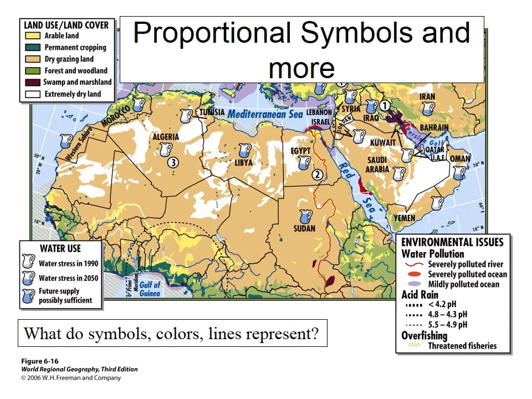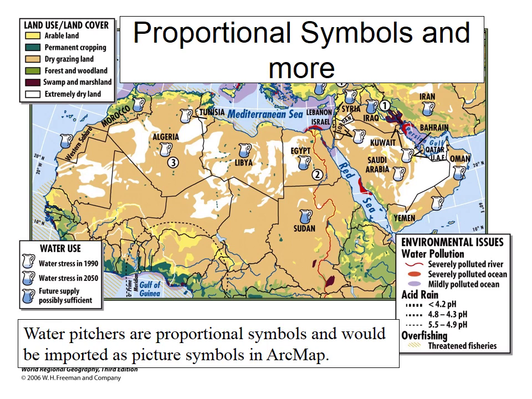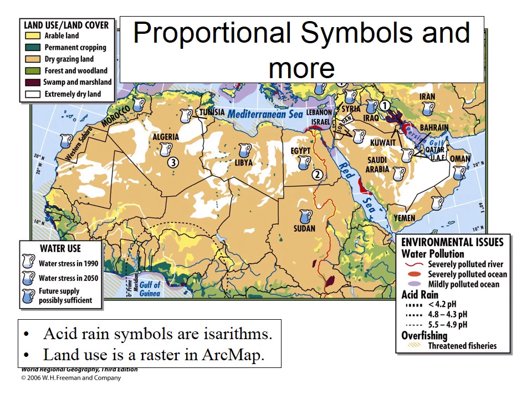In ArcGIS or in ArcMap, the pictures of water would most likely be imported as picture symbols. The acid rain symbols are isarithms. Notice lines joining points of equal acidity. Thicker lines represent more acidity and thinner lines less acidity. So notice that the isarithms, one technique of thematic mapping, has been combined with proportional symbols, a second technique, in order to help the map reader.